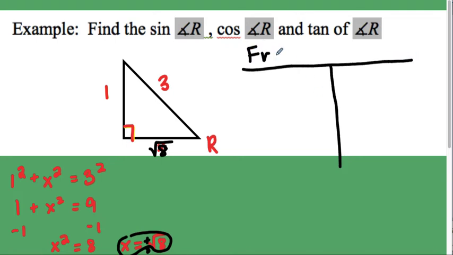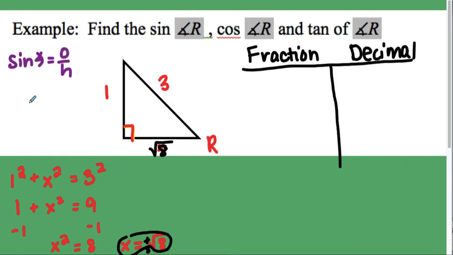So fractions, the ratio as a fraction, the ratio as a decimal. All right, so if I want the sine ratio, the sine of the angle is the opposite over the hypotenuse. The cosine of the angle is the adjacent over the hypotenuse. And the tangent is equal to the opposite over the adjacent.